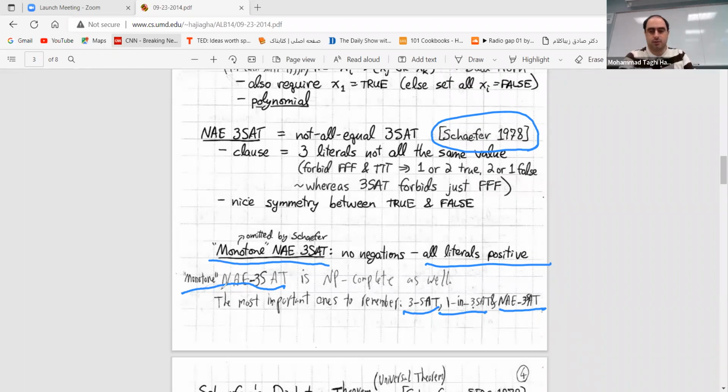Or these variants of the problem. Is it clear?